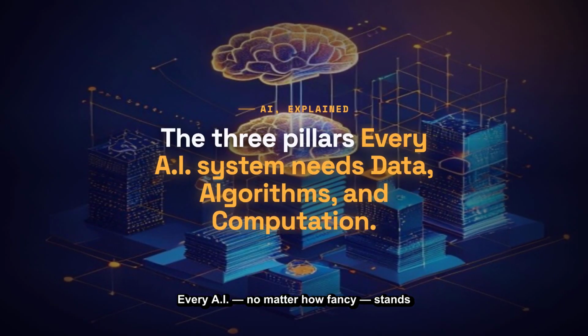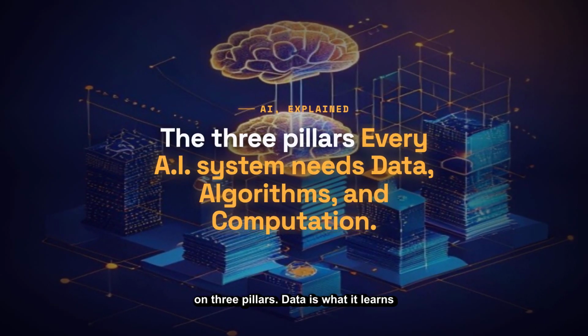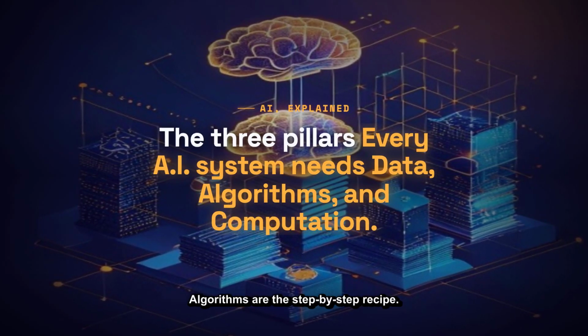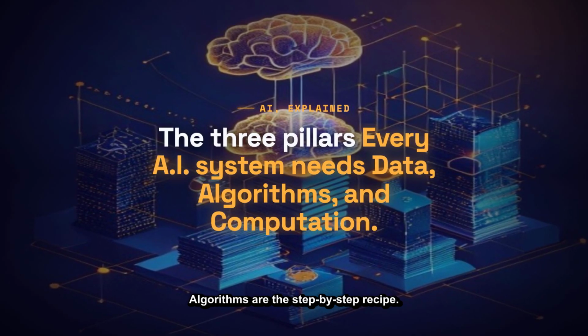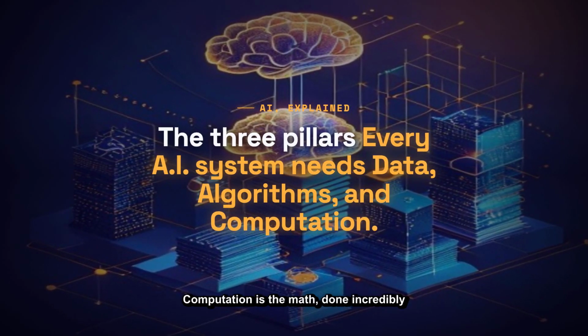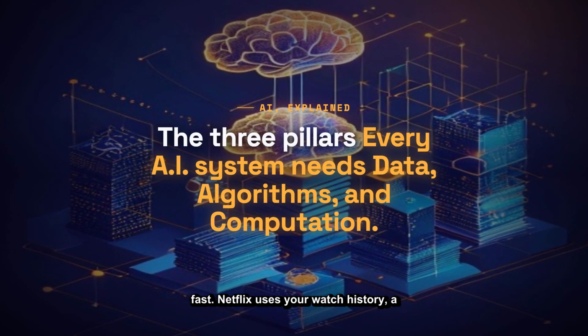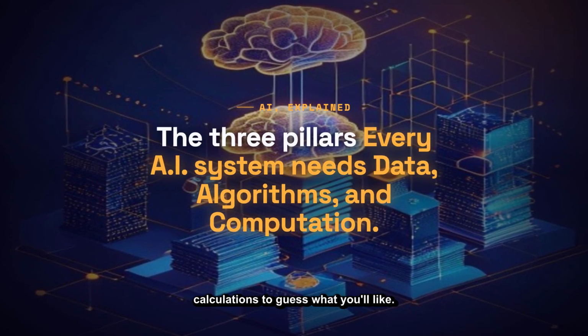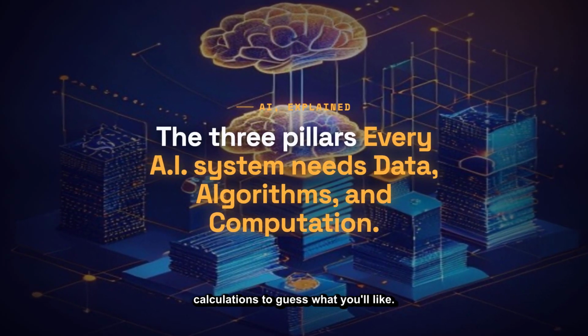Every AI, no matter how fancy, stands on 3 pillars. Data is what it learns from, like textbooks for a student. Algorithms are the step-by-step recipe. Computation is the math, done incredibly fast. Netflix uses your watch history, a filtering algorithm, and millions of calculations to guess what you'll like.